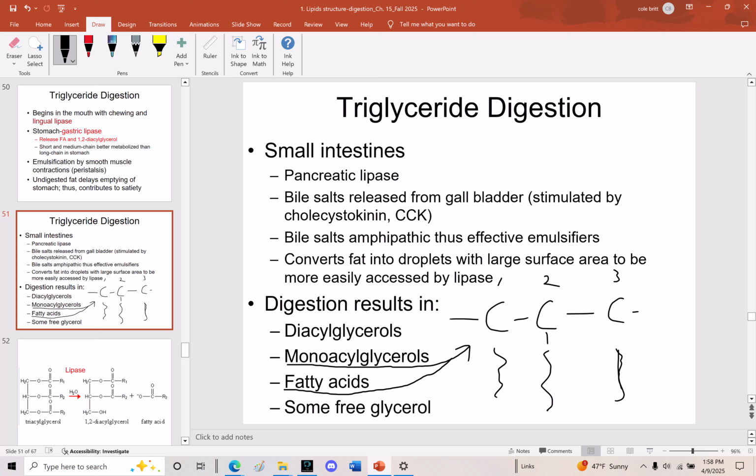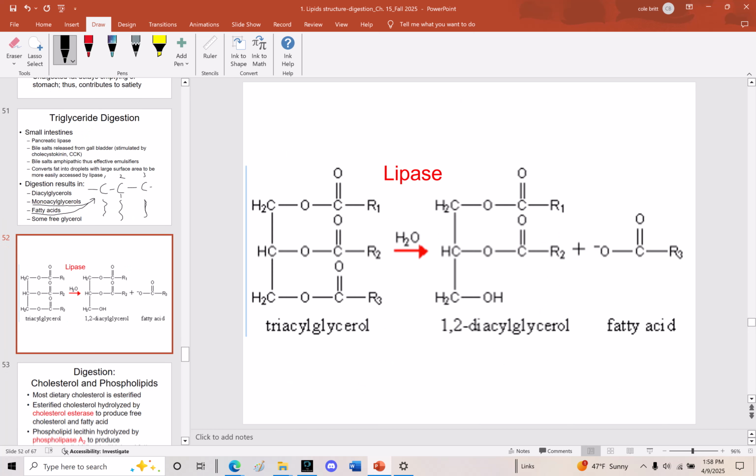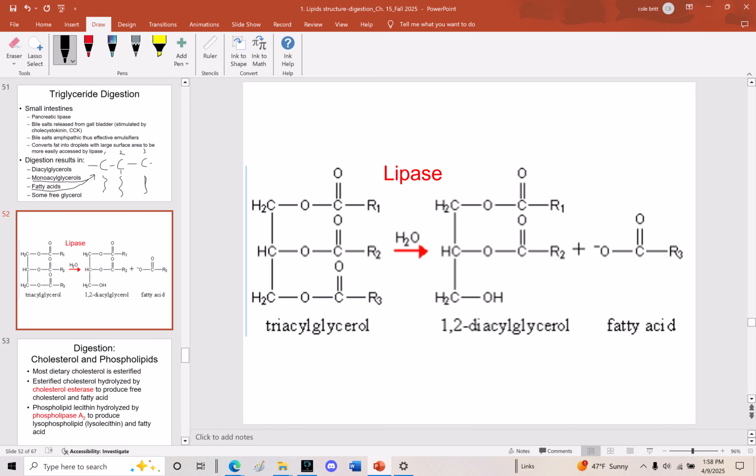All right, so here's just a picture. You start with a triacylglycerol, and when the lipases start their work, they've taken off this fatty acid here, and when they do that, you end up with 1,2-acylglycerol and a free fatty acid.